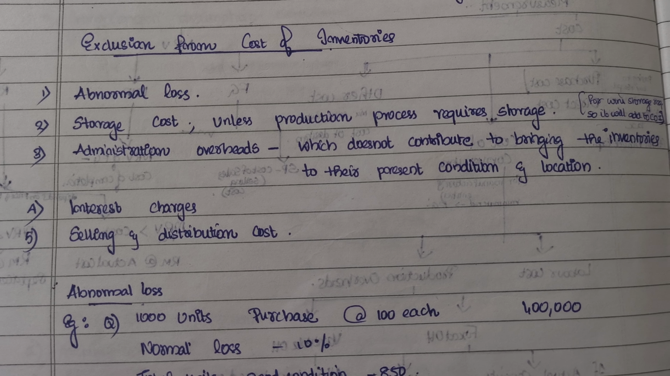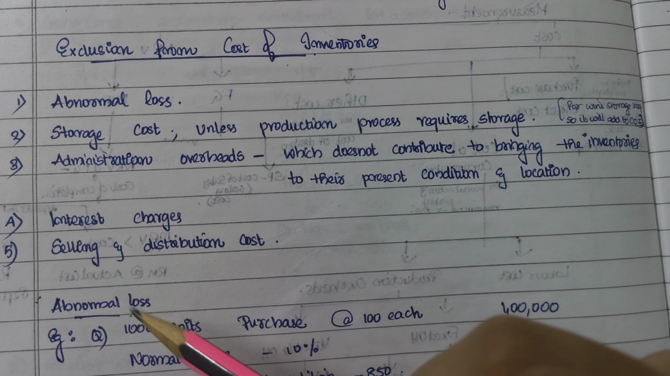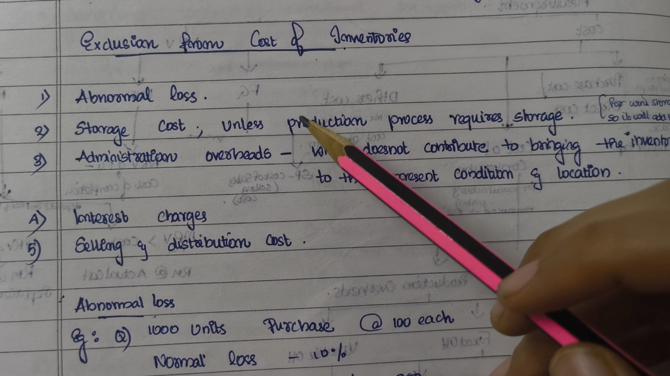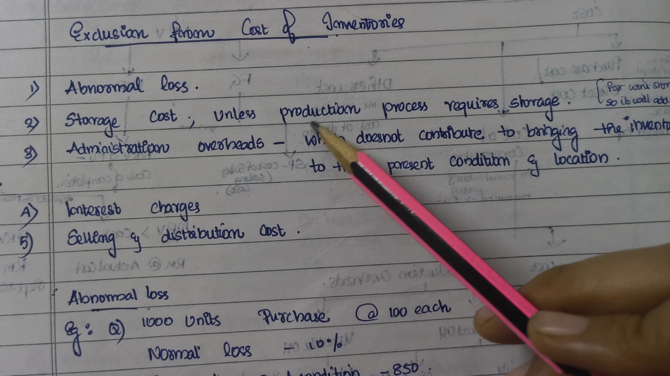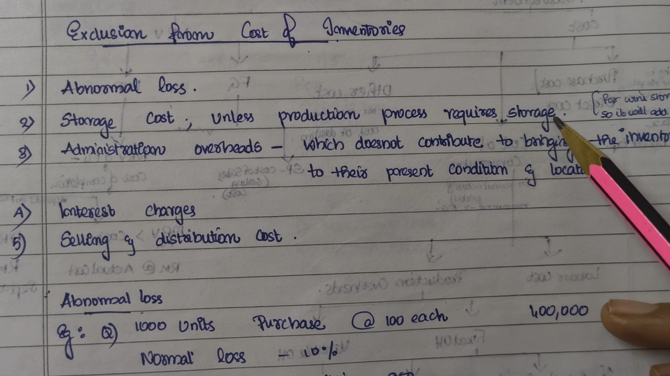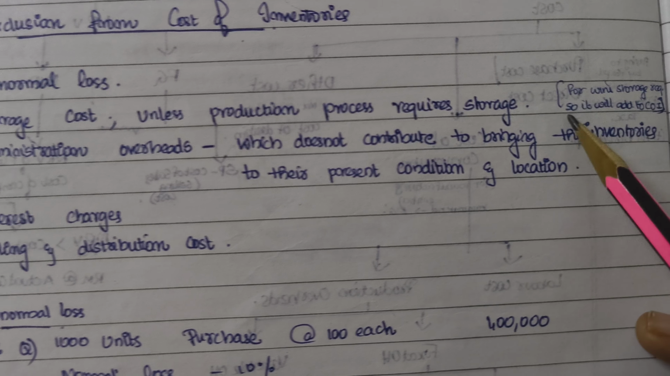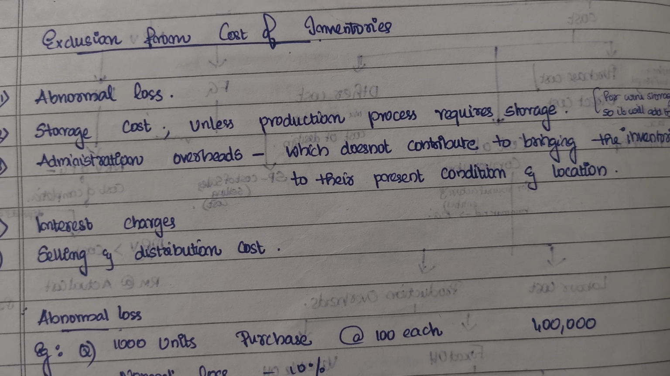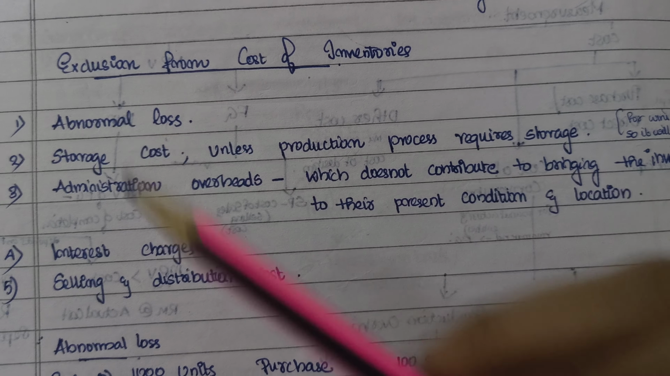As to valuation of inventory part 2. Let's see what are the exclusions from cost of inventories. So what all things are not included in cost of inventories? The abnormal loss, storage cost unless the production process requires storage. That means for wine manufacturing and all, the storage is also important, right? So that will be added to cost of inventory. If it is not required in the production process, then storage cost will be excluded.